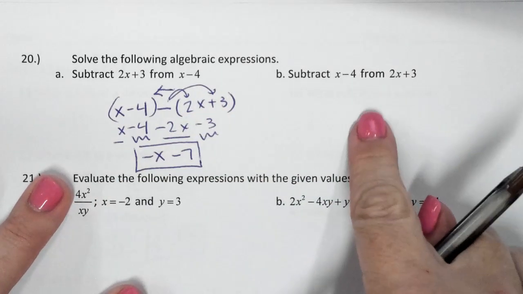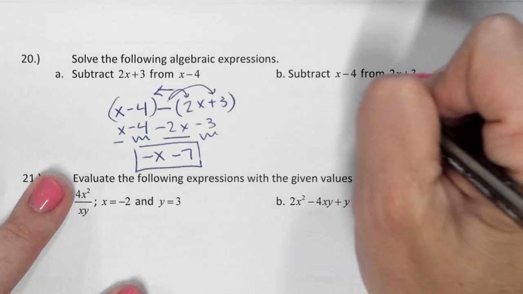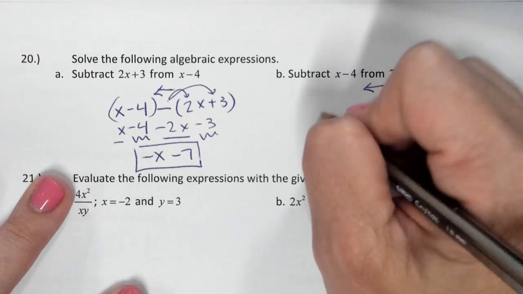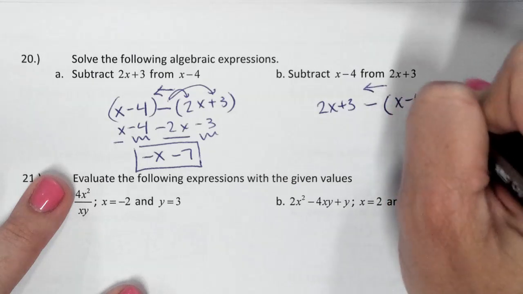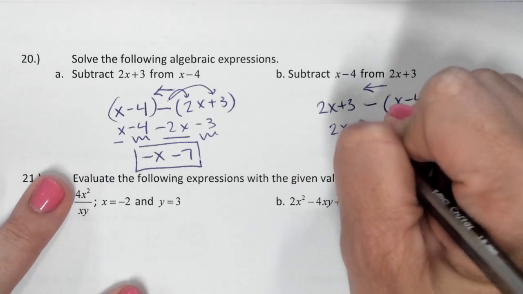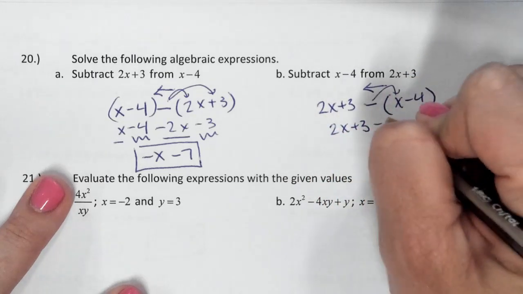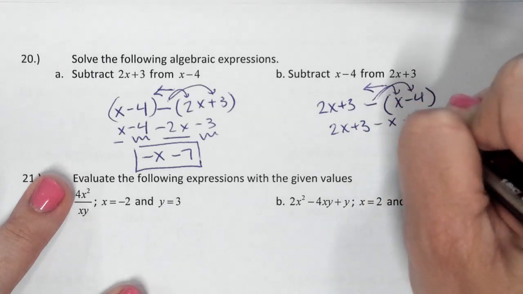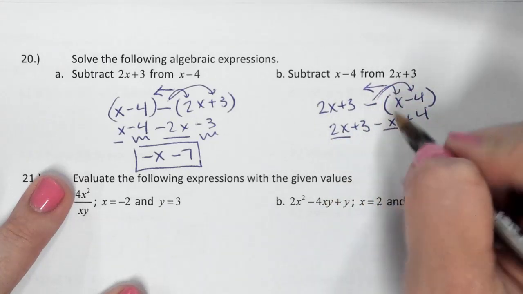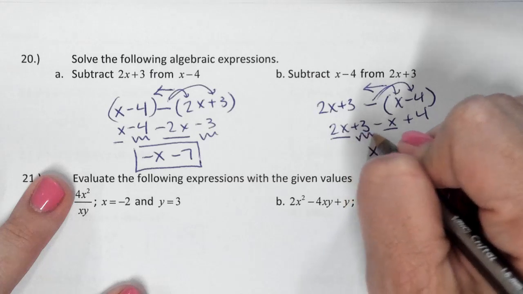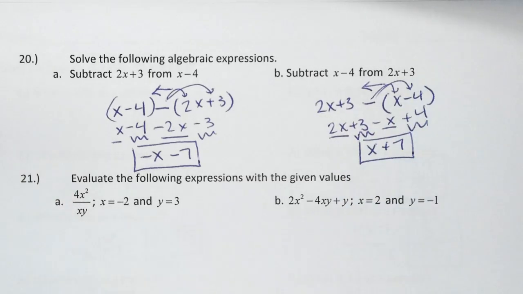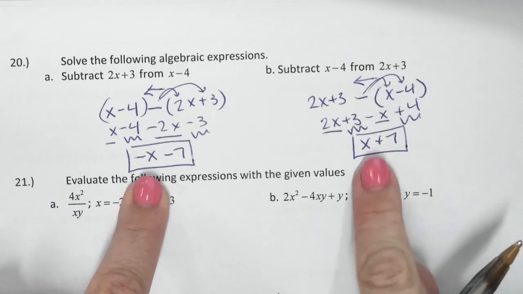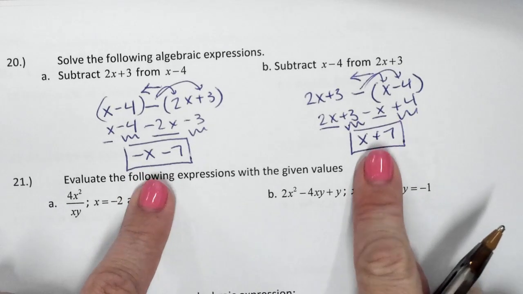Now this one is super similar. I just flip-flop them. So again, we have the word from, so we're going to go backwards. So 2x plus 3 minus x minus 4 minus x plus 4. So 2x minus x is x or 1x, and 3 plus 4 is positive 7. So the answers are not the same. They're similar, but these are both negatives, these are both positives. Those are different.